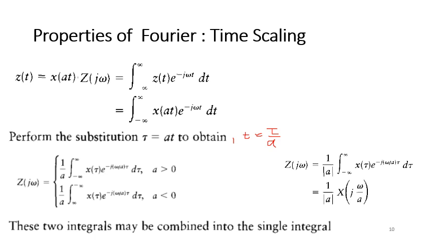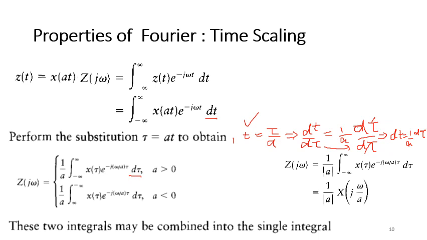Again for dt we replace. If I differentiate t equals tau by a with respect to tau, I get dt by d tau equals 1 over a, so that means dt is equal to 1 over a times d tau, and because a is independent of tau, I write it outside, right?